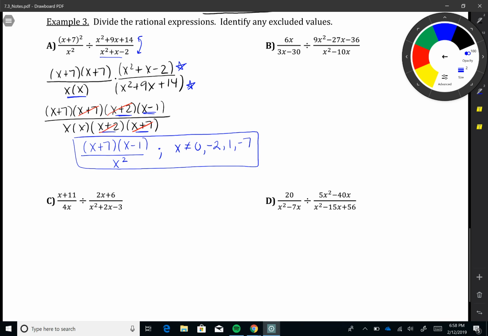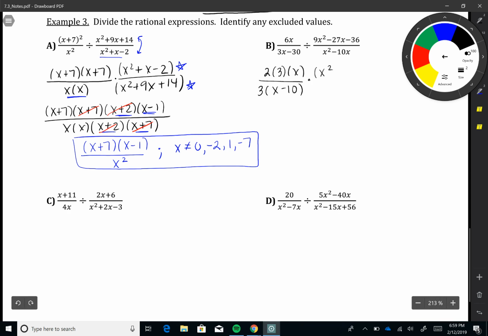So let's try B. 6x over 3x minus 30 divided by 9x squared minus 27x minus 36 over x squared minus 10x. So let's rewrite our first fraction factored out if we can. 6 we can write as 2 times 3, and then we also have that x. The denominator, 3x minus 30, I can take out a 3, and that would leave me with x minus 10. Okay, now I'm going to flip my second fraction.